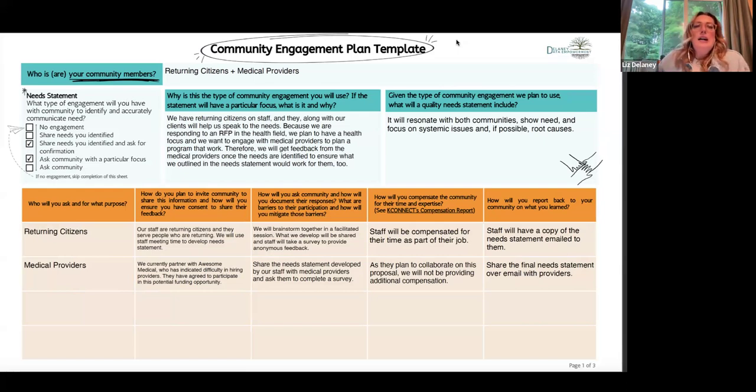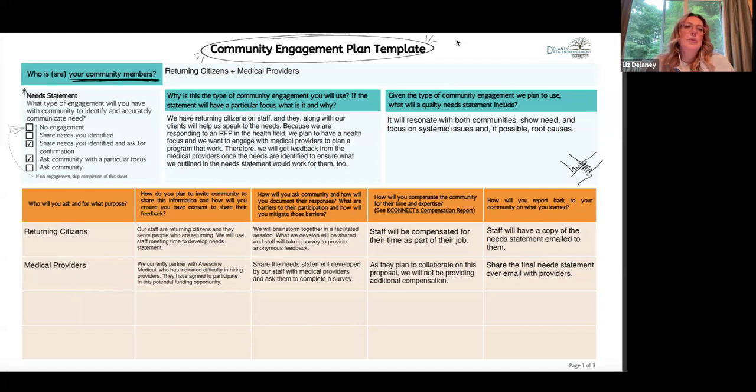And so the first question on here is who is or are your community members? And in this case, it's returning citizens, and we're also going to talk about medical providers. And the reason that we're including medical providers is because some of the folks that work in this organization, again, who are also returning citizens, said that when they were in prison, they had a poor relationship with medical providers, or they felt like sometimes their needs were not addressed in a timely manner, things like that. And so we also want to get a perspective from the medical providers that are providing services once the citizens have returned to community.